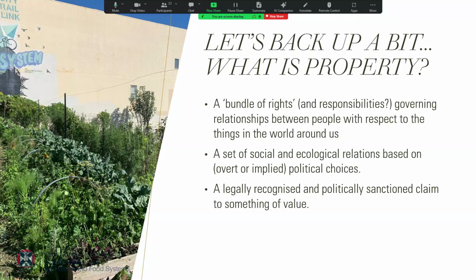I'll say that again because it's a little bit complicated sometimes, but it's a bundle of rights. So think of a bundle of sticks, and that bundle of rights governs the relationships between people with regard to the things in the world around us. It's a set of social and ecological relations that are based on political choices that are legally recognized. Different kinds of bundles pertain to different kinds of property relations, and private ownership is just one kind of many different possible forms of property relations, especially when it comes to land, which is what we're focusing on today.